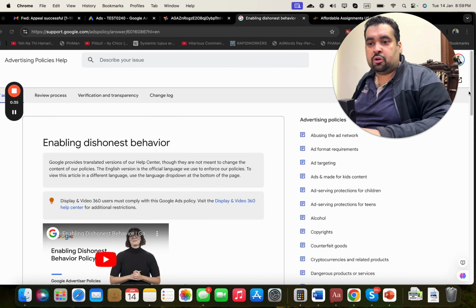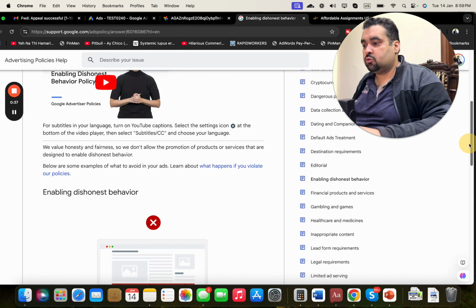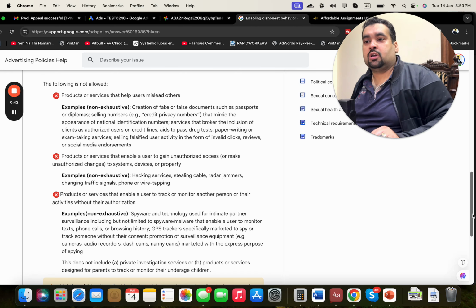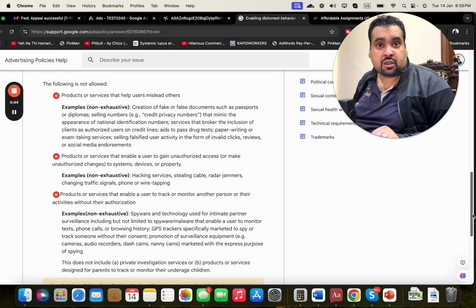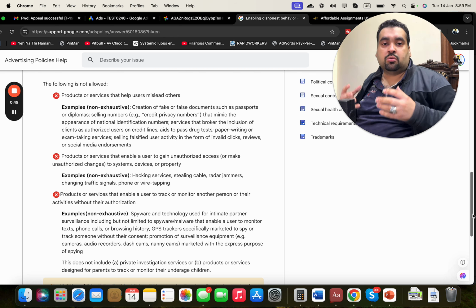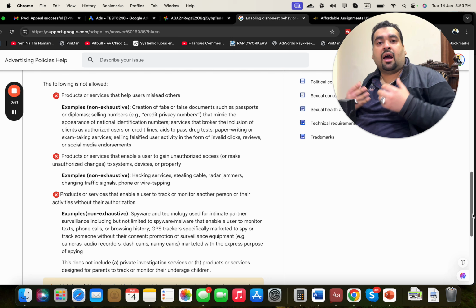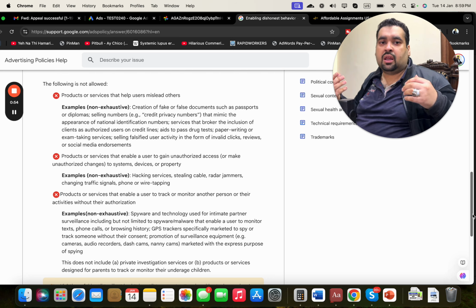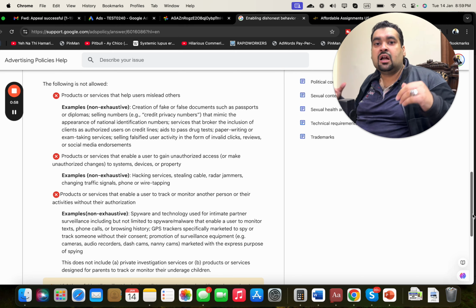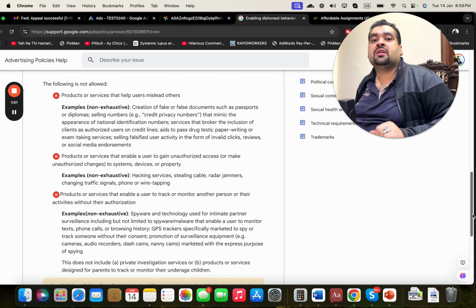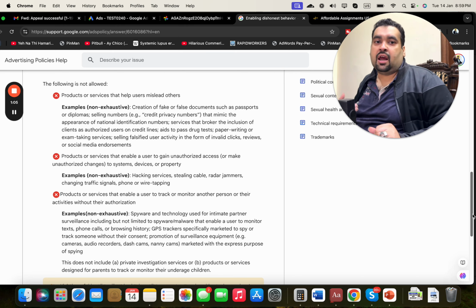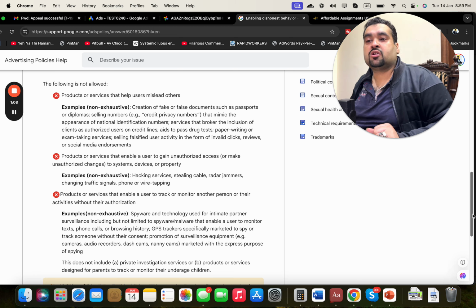For those who don't know, enabling dishonest behavior is something Google may assume when you are trying to mislead others. Your ad may have this error especially when you try to deceive your audience, or provide them with hacked, unethical or illegal information, or where Google does not think the work is ethically approved. In that scenario as well, your ad can be labeled as enabling dishonest behavior.